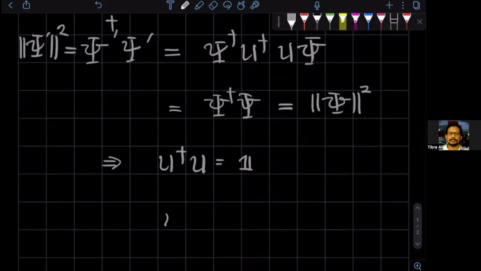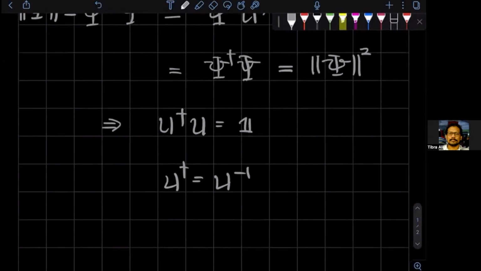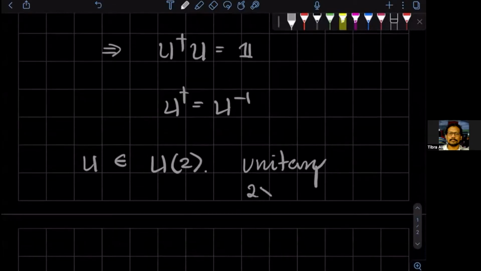In other words, U dagger is the inverse of U. Such matrices form a group called U2. U stands for unitary, and 2 stands for a 2 by 2 matrix. Is this clear? Yes, sir.